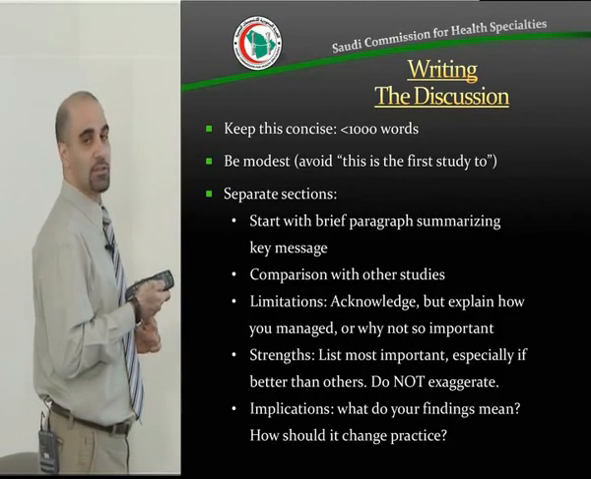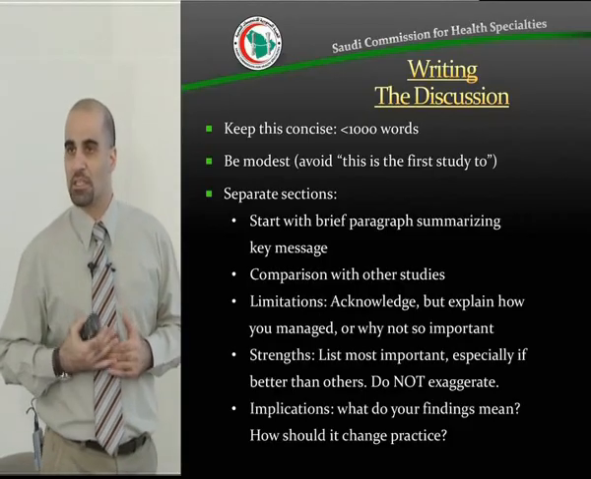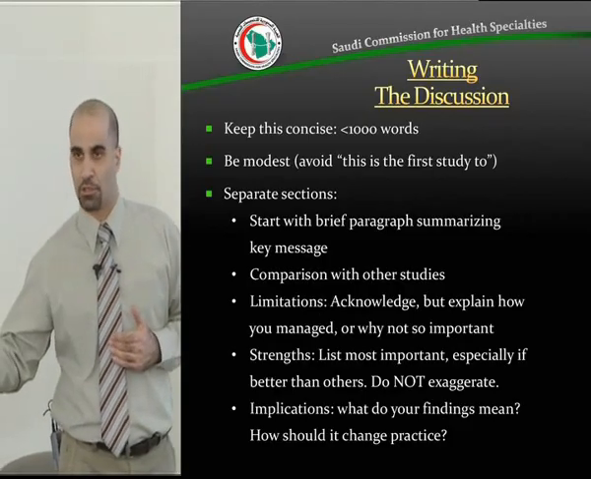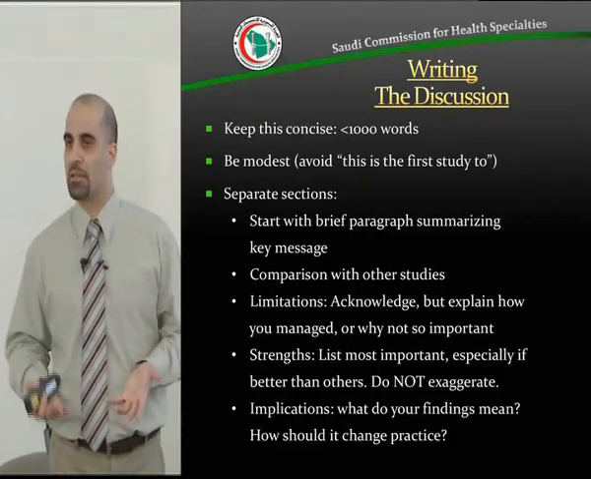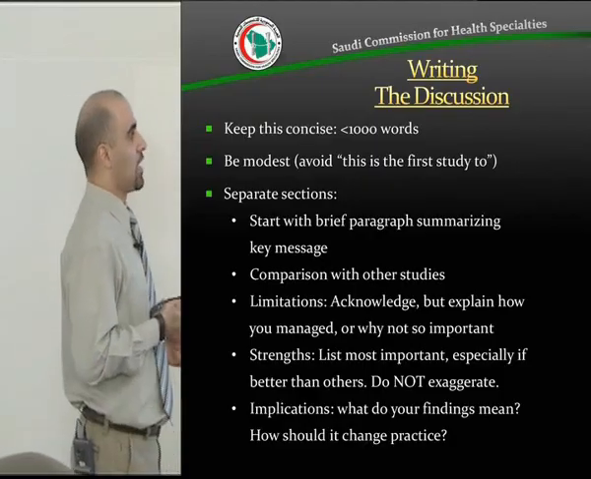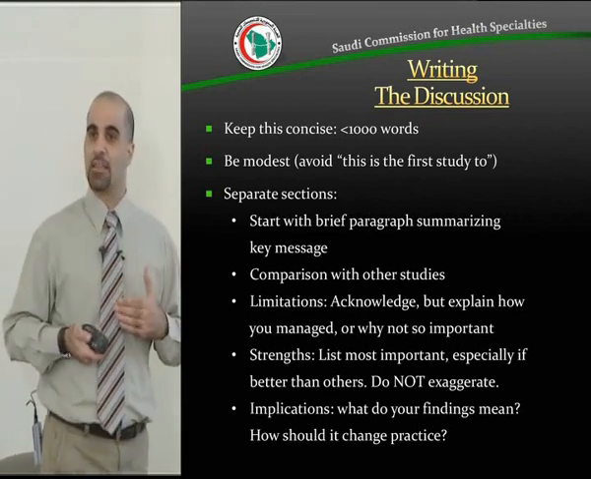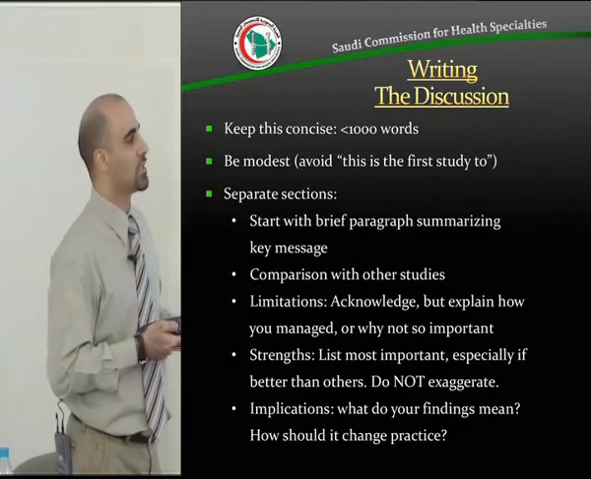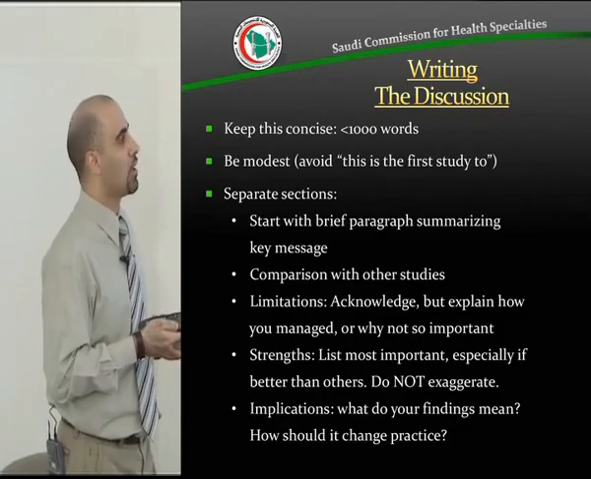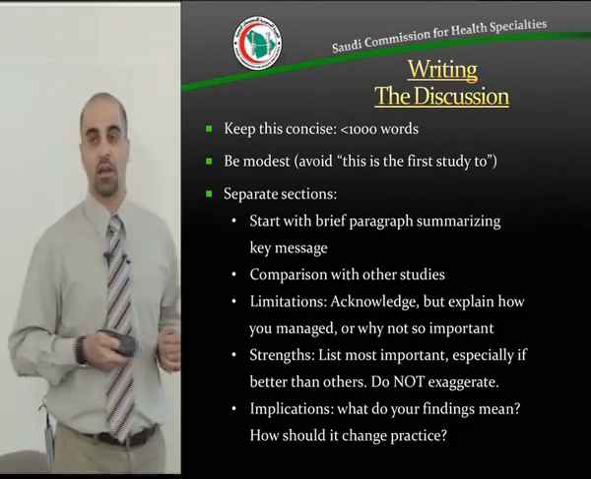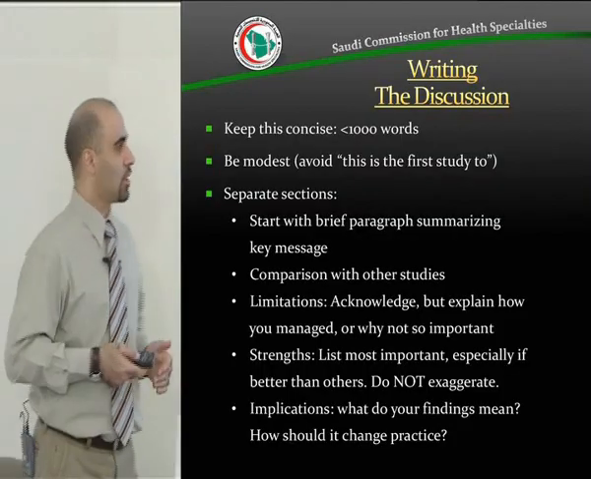The second set of paragraphs should be a comparison with other studies. How does your study compare to other studies in the literature? Why was it different? Why was it similar? What are the reasons that made it different? And so on. Another part is the limitations of the study. Acknowledge them. Say that one of the limitations of our study was this, this, this, and that. But explain how you managed them or why you think they are not so important. So you mention the limitations and you mention the effect of them.